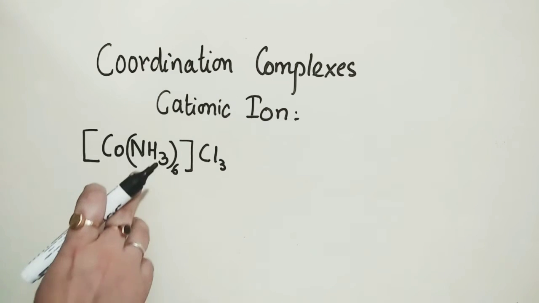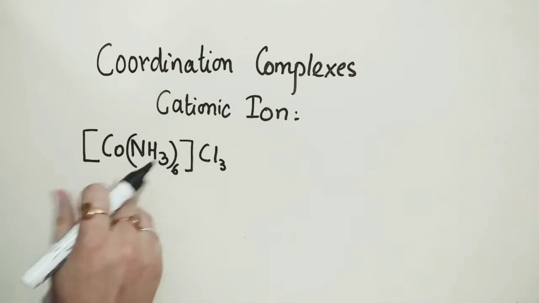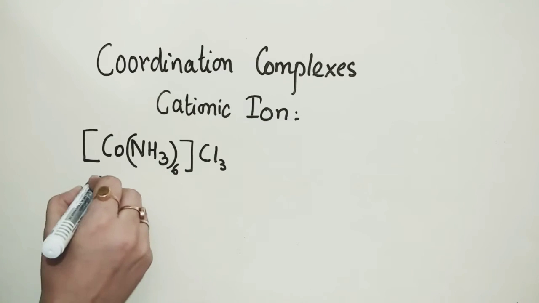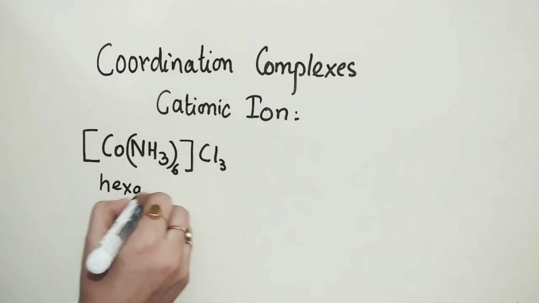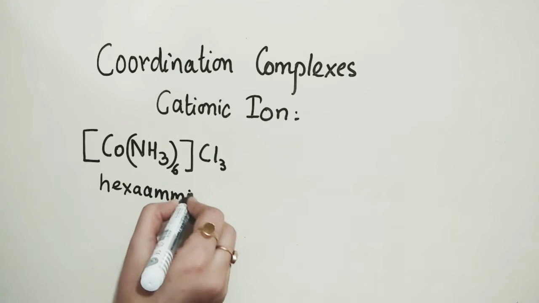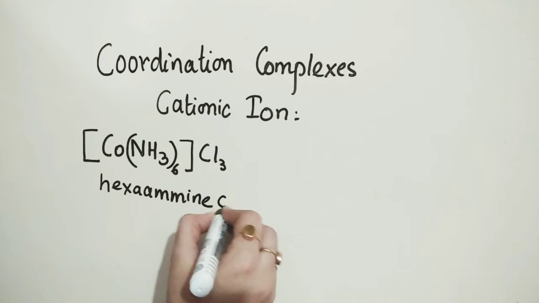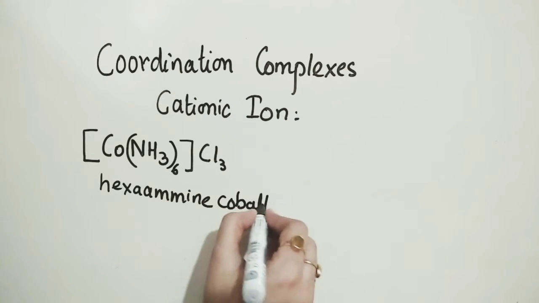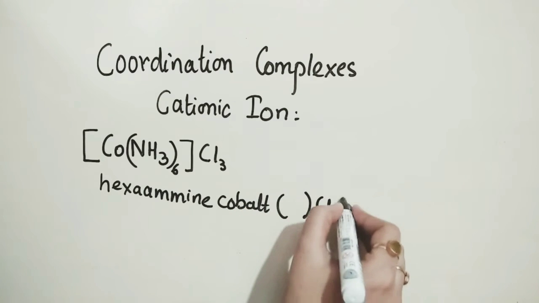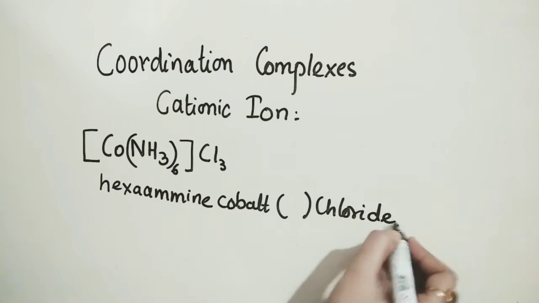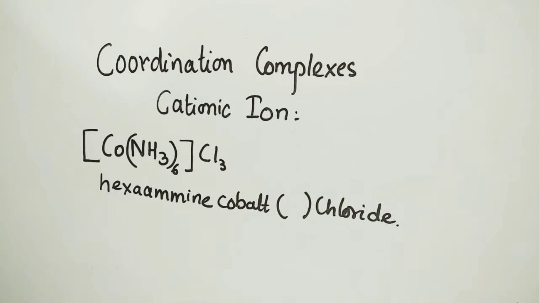So first of all, we have to write the name of the ligand with the prefix. So it is hexaammine, which contains double M, hexaammine, cobalt, oxidation state, chloride. Now we have to separately find the oxidation state.